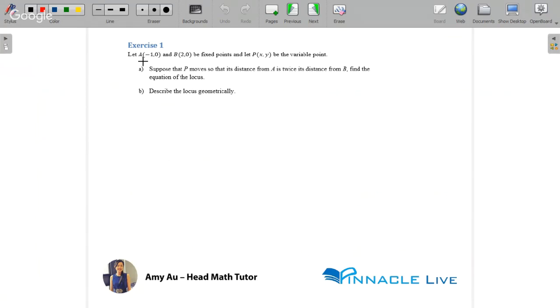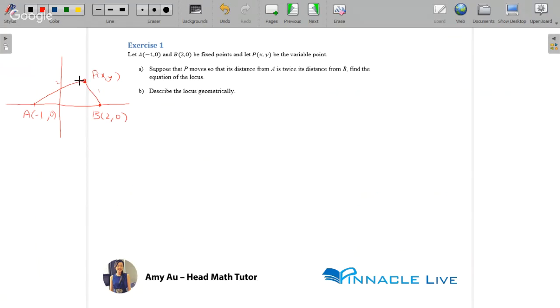Right, so in this question, we've got 2 points, minus 1, 0 and 2, 0, and P is the variable point. We suppose that P moves so that the distance from A is twice the distance from B. Find the locus. To help you visualize this, let's draw it. We've got a point B at 2, 0, and A at minus 1, 0. Imagine P is a moving point so that the distance to A is twice the distance to B. So let's say that's one of the points. So this is double the distance here.